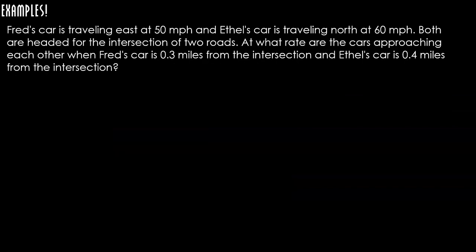Next example. Fred's car is traveling east at 50 miles per hour. Ethel's car is traveling north at 60 miles per hour. Both are headed for the intersection of two roads. At what rate are the two cars approaching each other when Fred's car is 0.3 miles from the intersection and Ethel's car is 0.4 miles from the intersection?